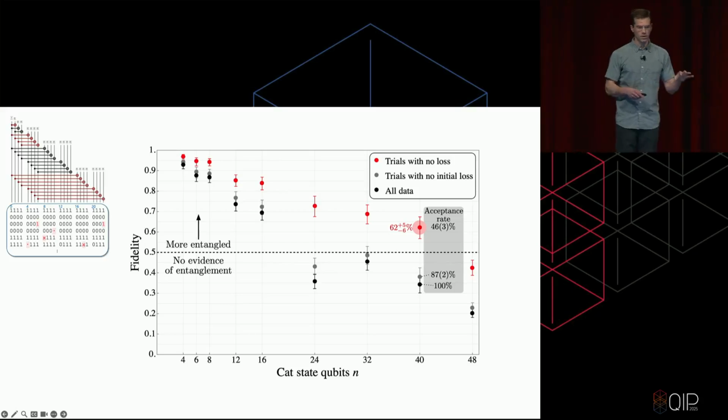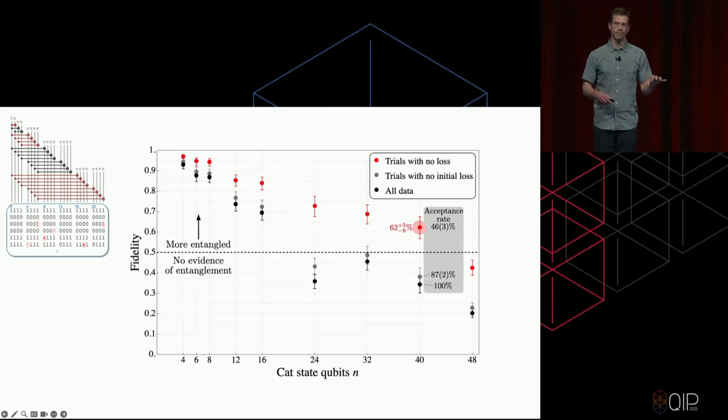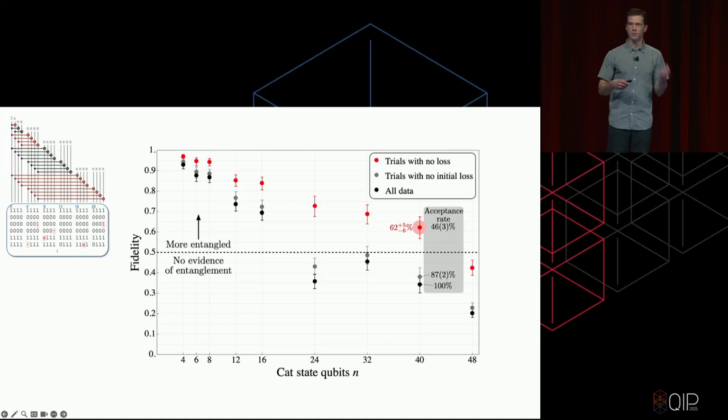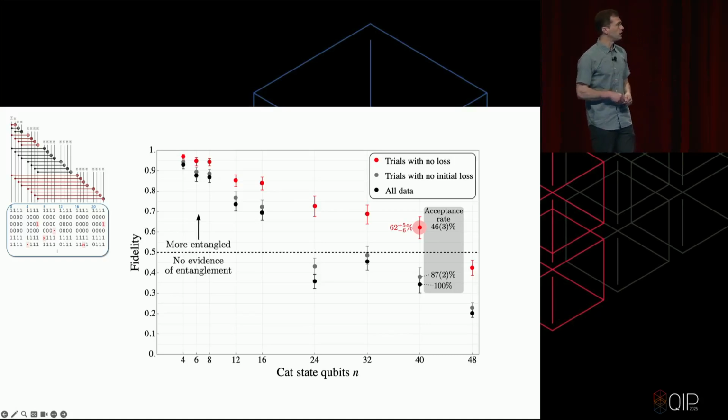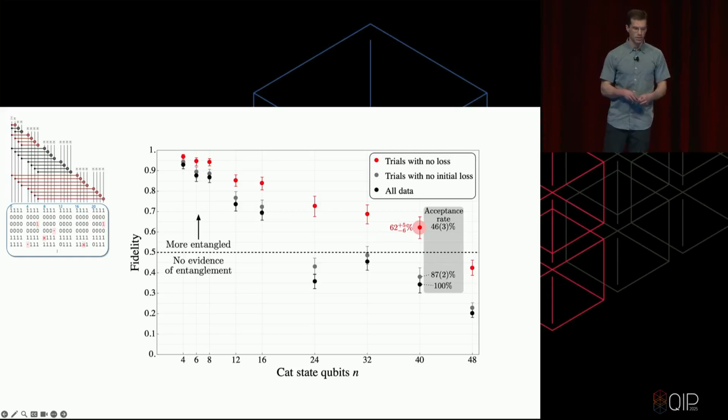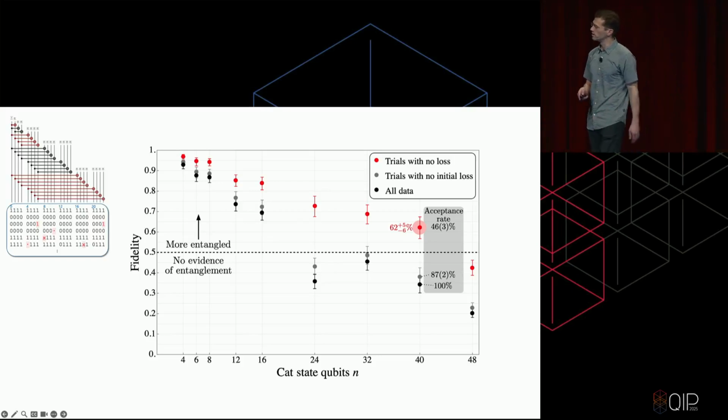You can also look at the data as if you didn't have the ability to image loss. You could replace every lost qubit with the maximally mixed state, say, and estimate what the fidelity would be, and you get these lower numbers but with higher acceptance rates. So the black points here include all data, including runs with loss, and the gray points include all those data points in which there was no initial loss. So all the qubits were present when you started the circuit.